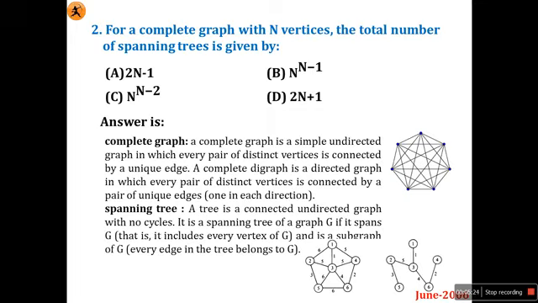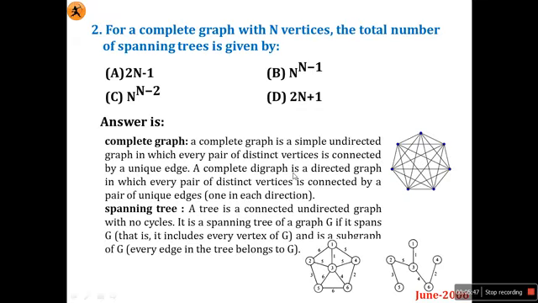So a spanning tree is a connected undirected graph with no cycle. It is a spanning tree of a graph G if it spans G, meaning what? It spans from the start vertex to the end vertices, connecting with only a single edge. This is the subgraph generated from this graph.